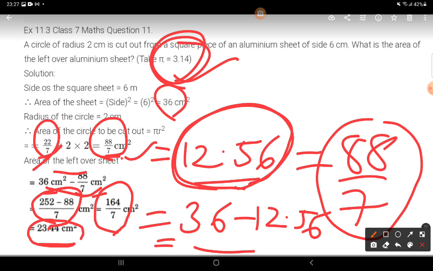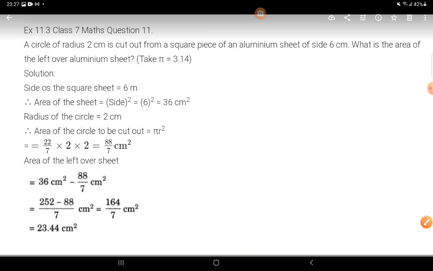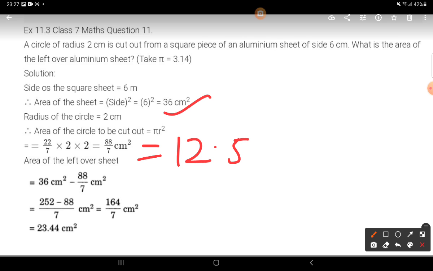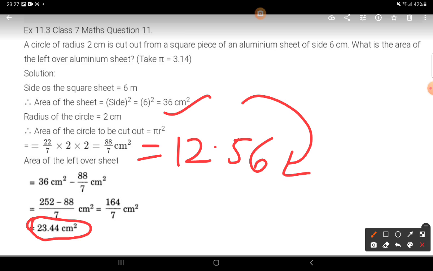And if you have directly kept 3.14, then there is no problem at all. Directly your answer will be 12.56 and directly you will do 36 minus 12.56. So again your answer will be 23.44. So you can do by both methods. Okay, so this is 36 and here your answer will be 12.56. So you have to simply subtract these both and this will be your answer, 23.44 after subtracting. Okay, so this was question number 11 of exercise 11.3.